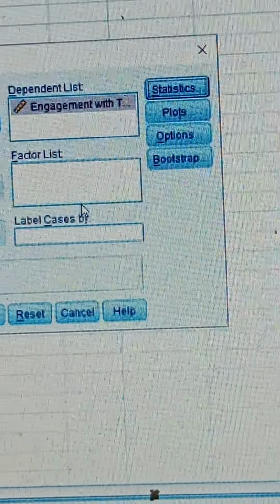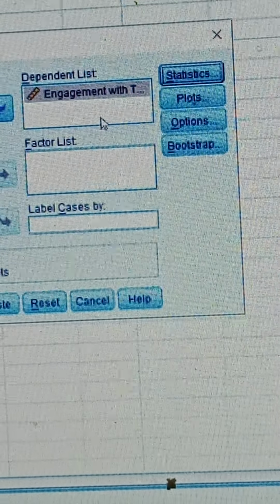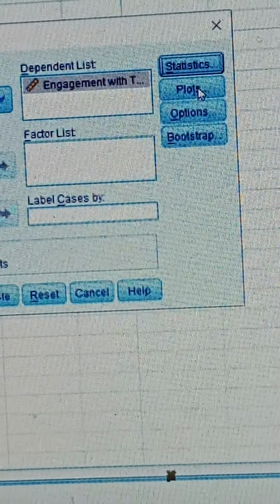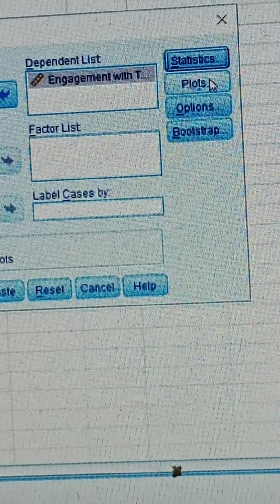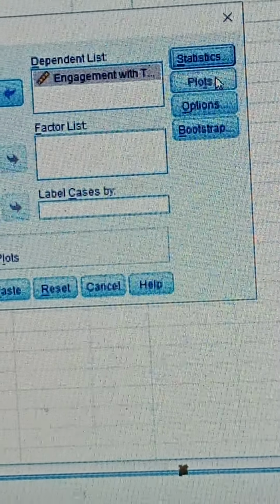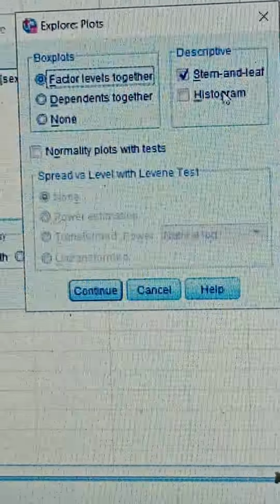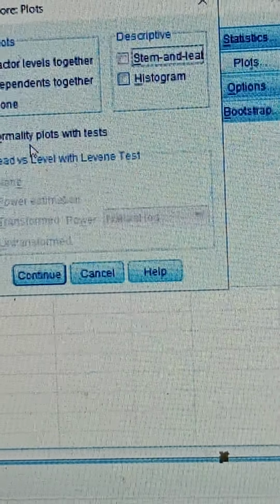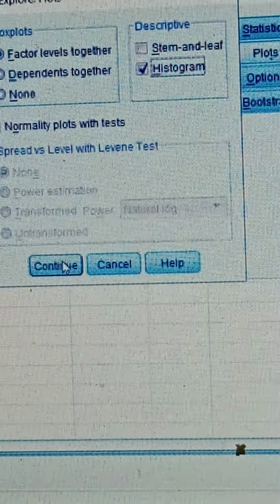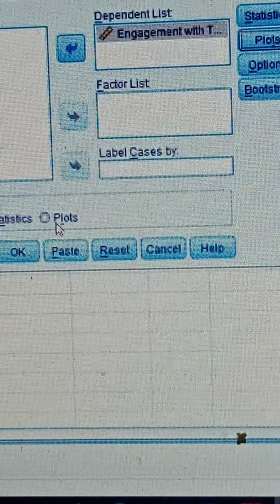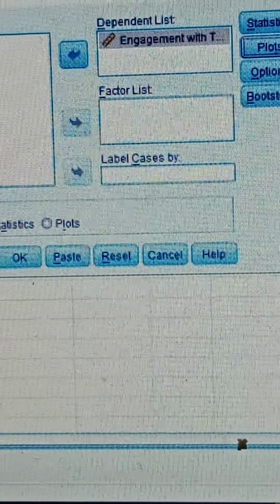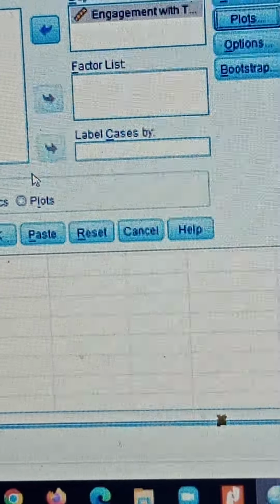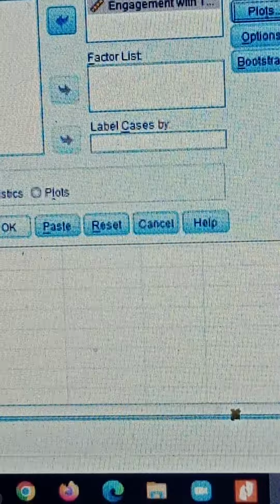Okay. And then since we are here already in the explore window, let's also find out if our data is normally distributed, because that is also one of the requirements, right? So uncheck stem and leaf, check histogram, check normality plots with test, continue. Okay, and then be sure to put both so we can see the graph and the table values.